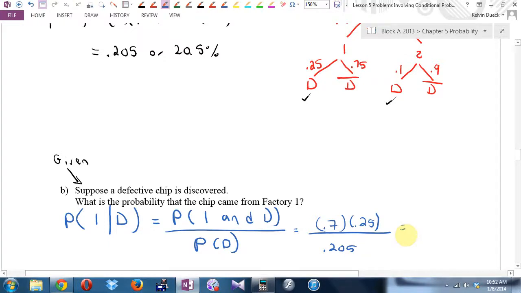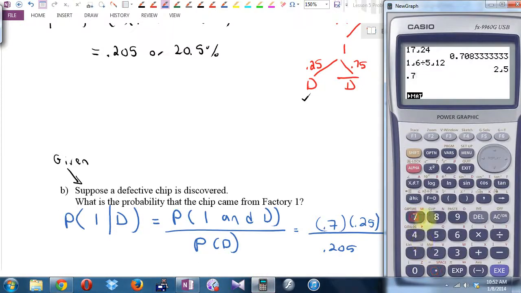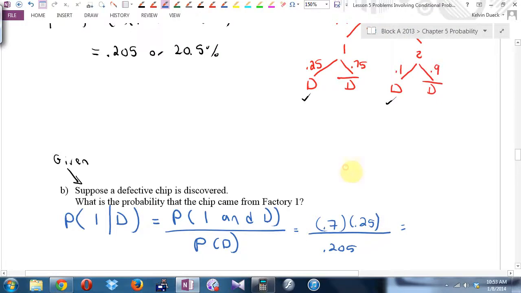What do you get? And the reason I like this, Justin, is the answers that appear don't show up anywhere in the original data. They're nice counterintuitive answers. So I get 0.854. Oh, I don't see that number showing up anywhere in the original question, but apparently, if I find a defective chip, there's an 85.4% chance that it came from factory one. Not a 70% chance, which a lot of people would say because factory one makes 70% of the chips. It's higher than that. 0.854.